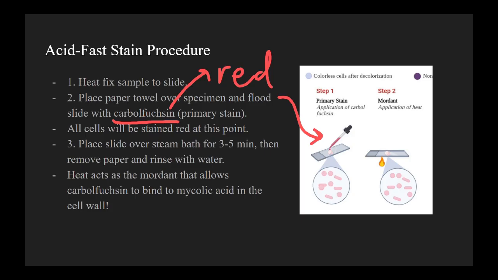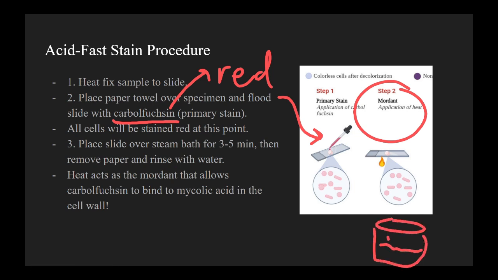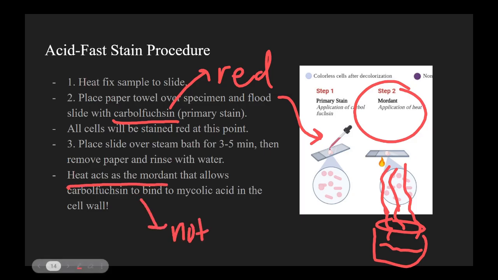And then what we'll do is that instead of using iodine mordant like last time, we're just going to use heat as our mordant here. So we place the slide over what's called a steam bath. So basically we have water and then boiling water, steam coming up under the slide. We'll use that heat to allow the dye to be permanently bound pretty much to the sample here. So yes, the key is that heat acts as the mordant, not a chemical.